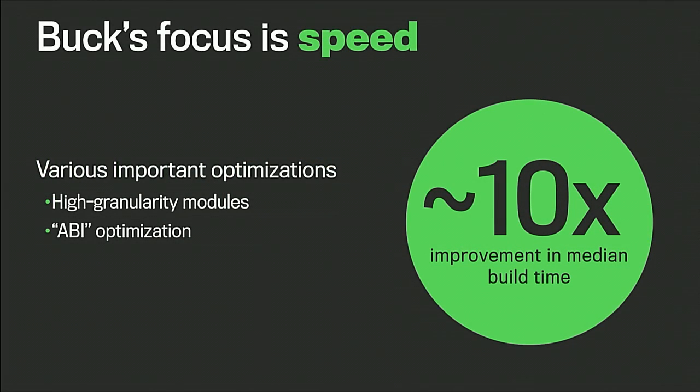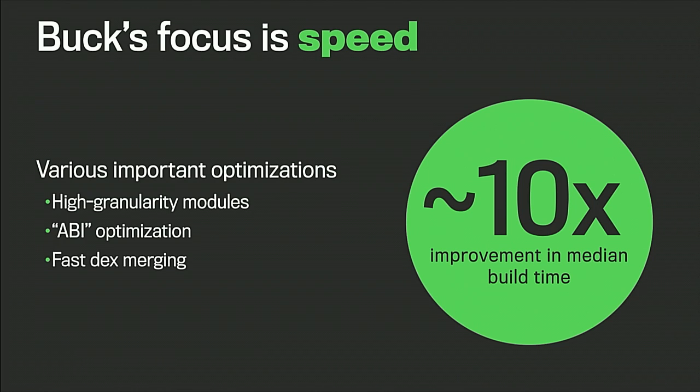So if you do a build and then you change some Java code and build again, Buck is able to detect whether you changed the interface of the module or just the implementation. And if you only change the implementation, we don't have to recompile any of the other Java code that depends on the part that you changed.